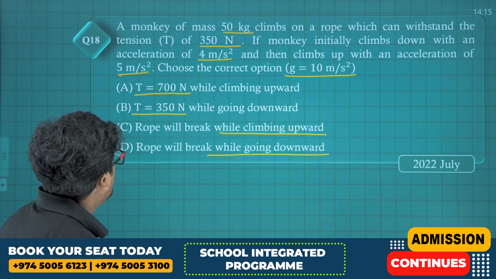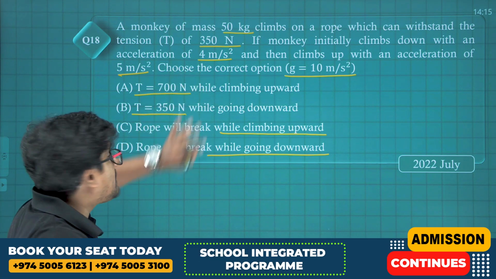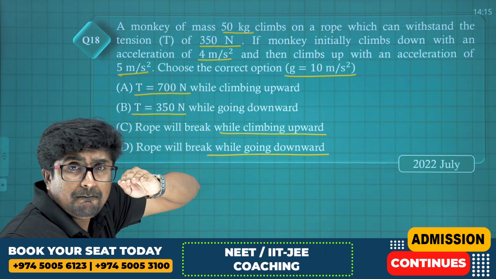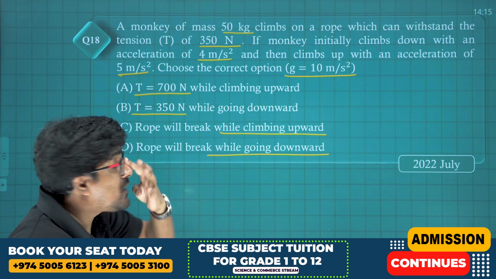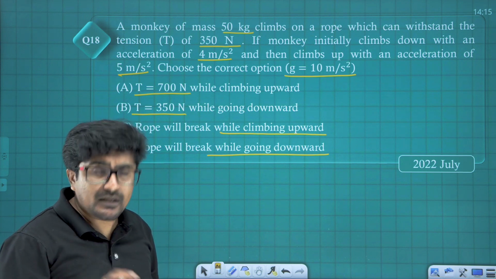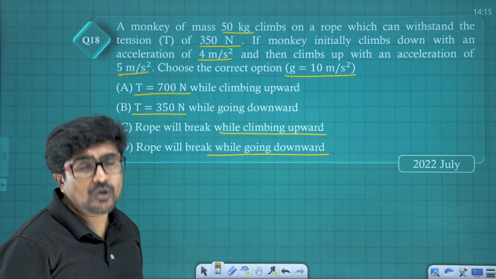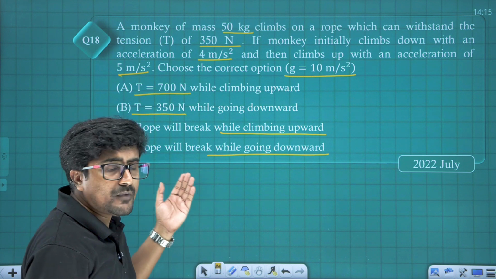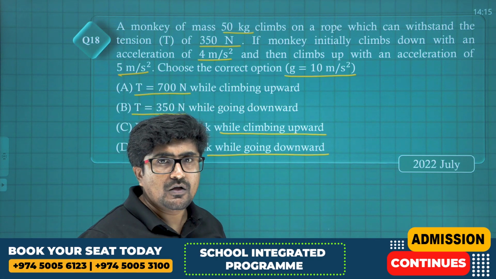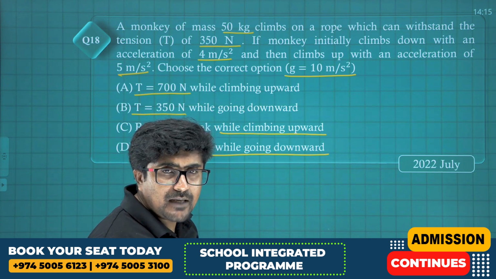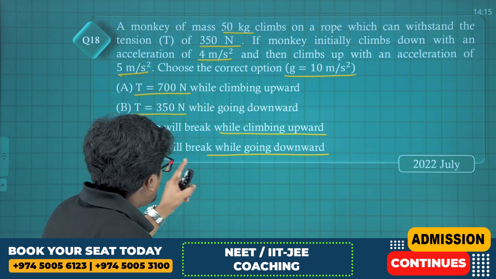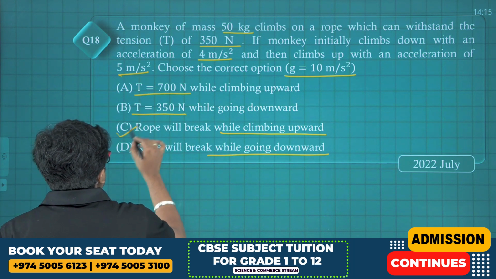Okay, now 350 is the tension that the string can withstand up to the max. And just imagine, if the monkey is simply hanging from the rope, which means it's going to be 500 Newton weight. So if simply hanging, the rope will break. That means while moving in the upward direction, it will definitely break. So the rope will break while climbing upward. That's the correct answer.